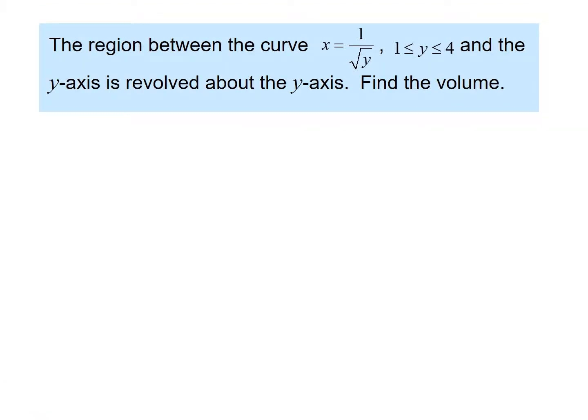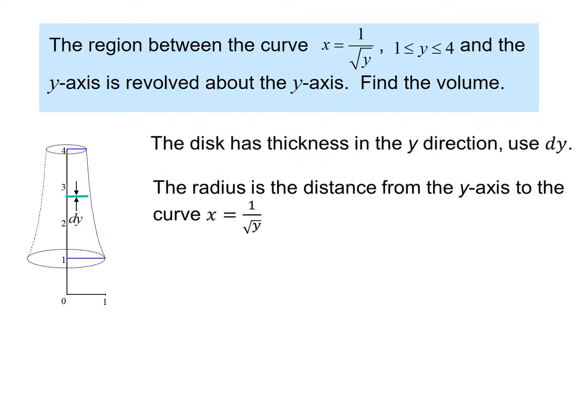If we have the region between x equals 1 over root y, where y goes from 1 to 4, and we're also bound by the y-axis, and we're going to revolve around the y-axis, we want to find that volume. So we rotate around. Well, one of these disks would have thickness in the y direction, that's dy. The radius is the distance from the y-axis to the curve x equals 1 over root y, so r equals 1 over root y. So we have the integral from y equals 1 to y equals 4 of pi r squared dy, which would give us 4.355.